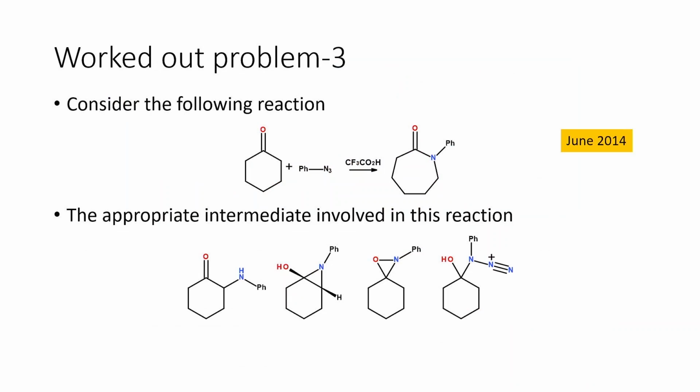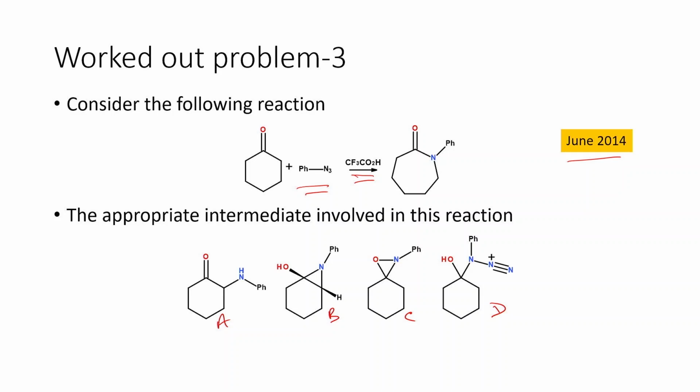So let us move on to the next problem. Here consider the following reaction. We have a carbonyl compound, we have a phenyl azide. This is treated with trifluoroacetic acid that leads to a lactam. So this is the overall reaction that is taking place. And for this reaction, the appropriate intermediate involved is one of 4 options, A, B, C and D. We are going to find out what is going to be the right intermediate that will be involved in this reaction. This question was asked in June 2014.